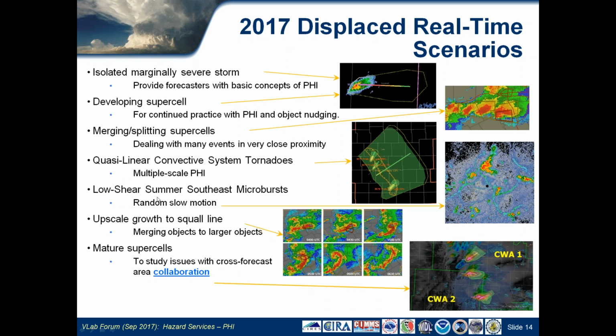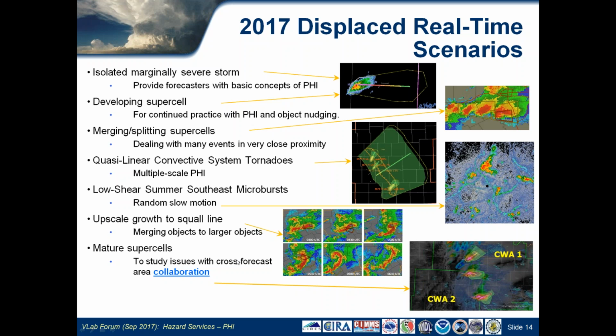Sorry about that. Low shear summer southeast microbursts is another case. That's this over here. Then we did upscale growth to a squall line. So we're talking about individual storms that were merging into larger objects. So that can kind of get very challenging.